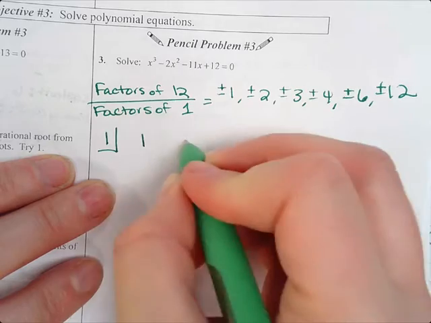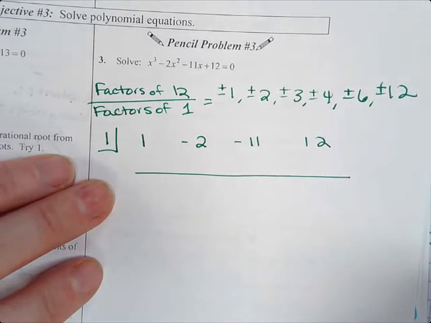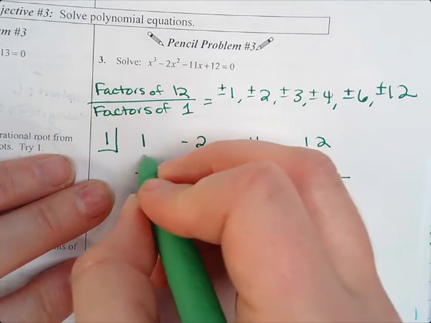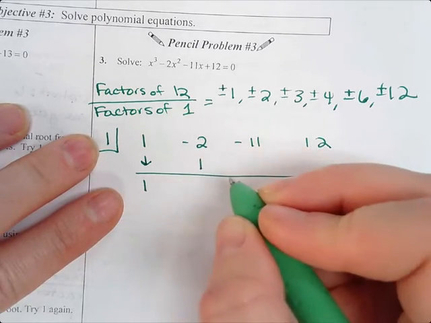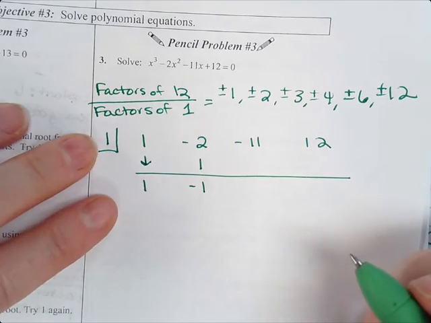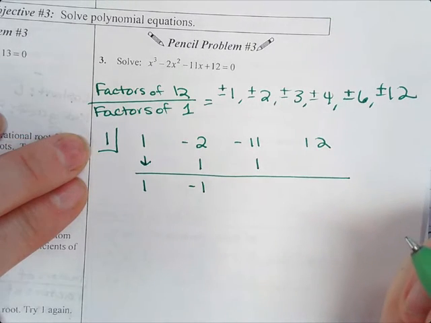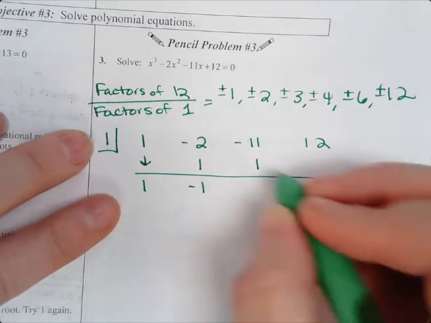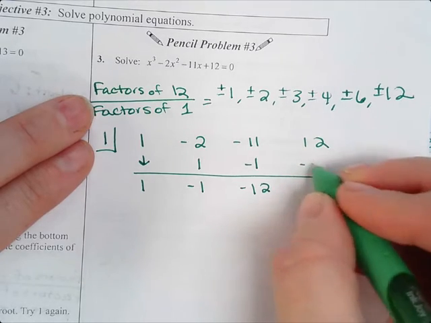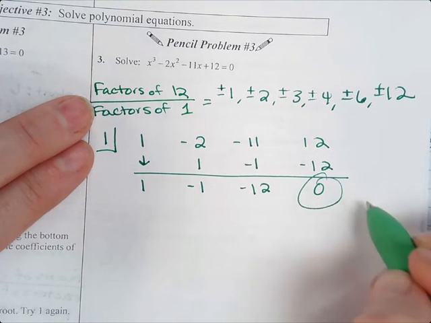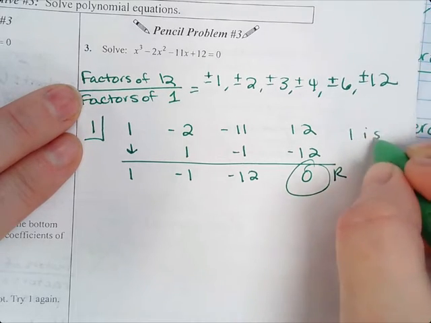So we'd have 1, -2, -11, and 12. See if it's a 0. 1, 1. Add those together, -1. 1 times a -1, positive 1. -1. Add those together, get -12. 1 times -12 is -12. Add those together, we get 0. So 1 is a 0.